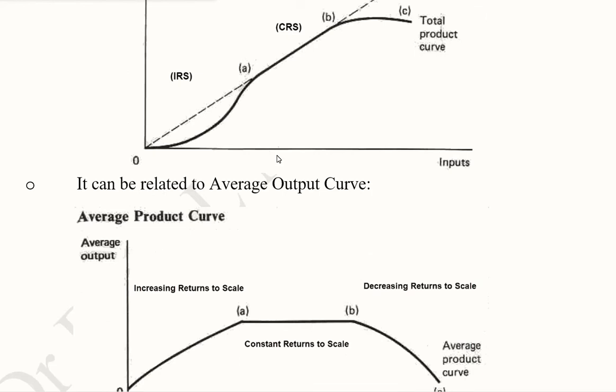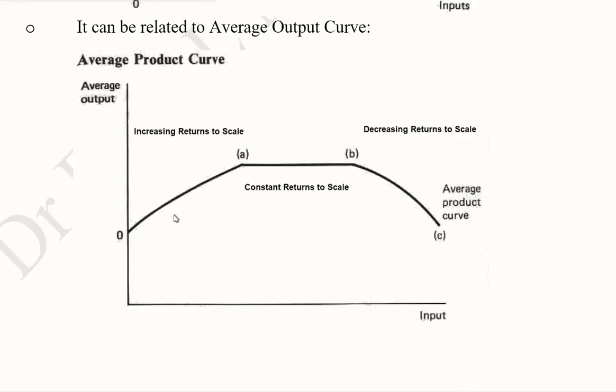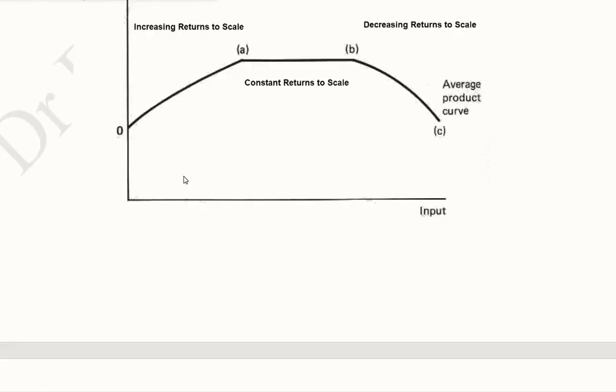From that we can derive this average product curve, and the average product curve here is again signifying the same set of phases, that is from O to A there is IRS, and then there is CRS. Here it has a horizontal range, and afterwards from B to C we have the decreasing returns to scale. So this is how the average product curve looks with the returns to scale phenomenon.